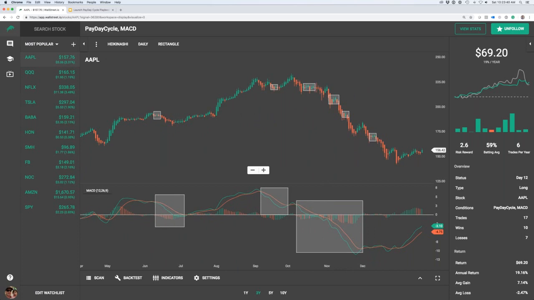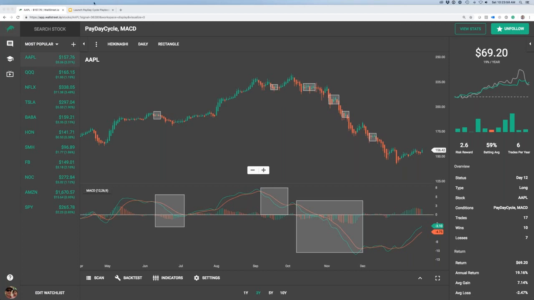Question, does it work on intraday? Absolutely works on intraday. Our platform does not yet test intraday, but that's probably coming soon. Jim says, thanks. What's the risk reward for the SPY? We can take a look at that in a little bit. Okay, Bill says thumbs up. Awesome. Any questions so far?